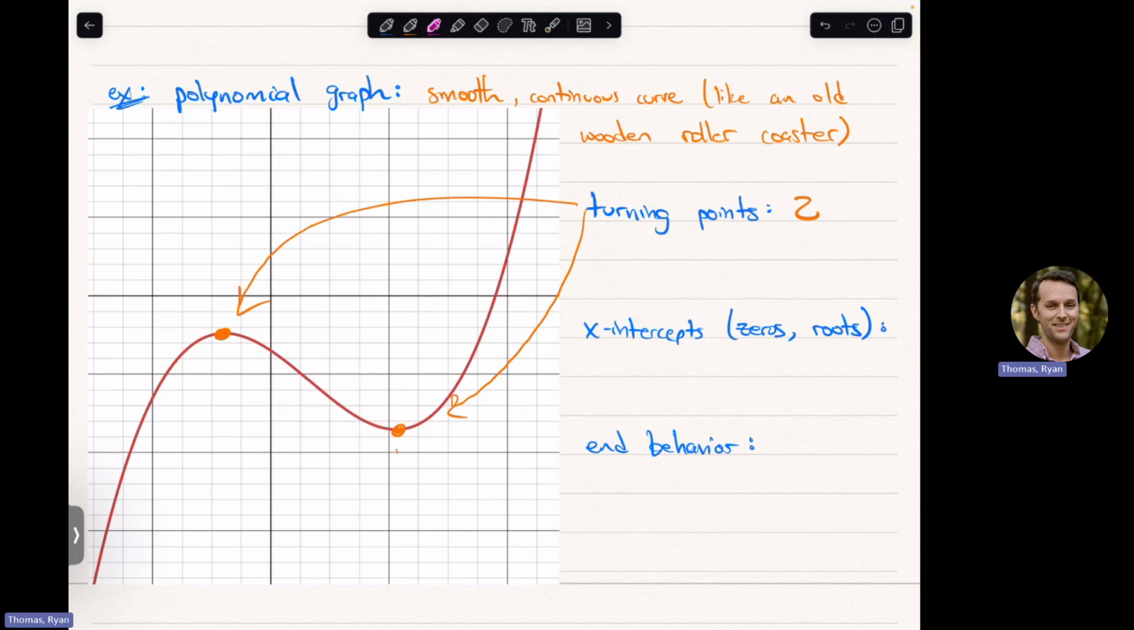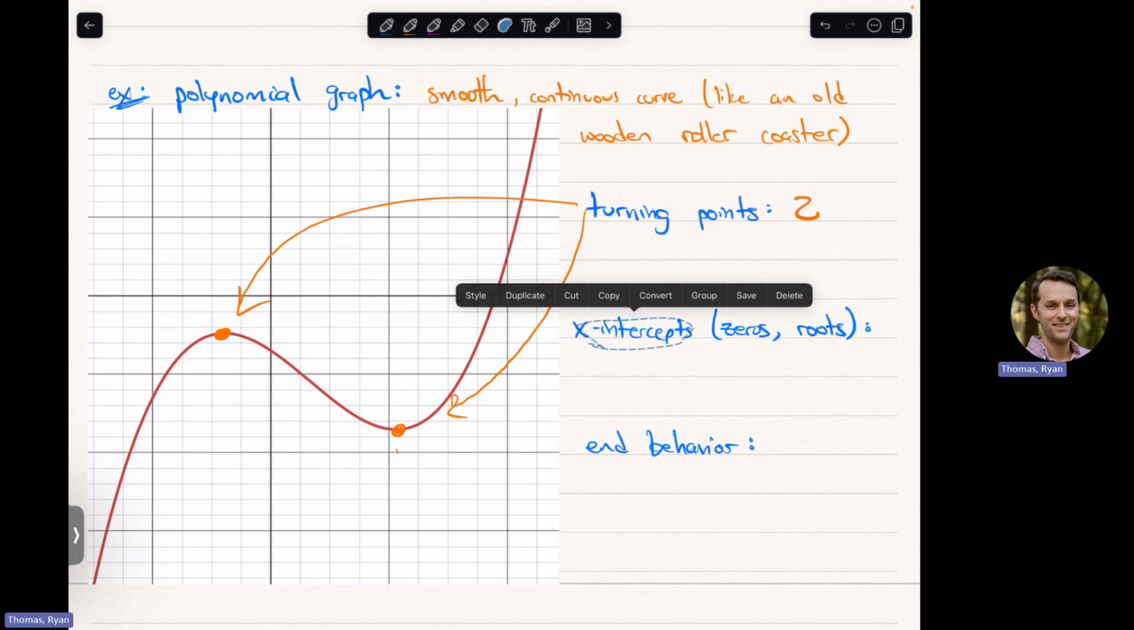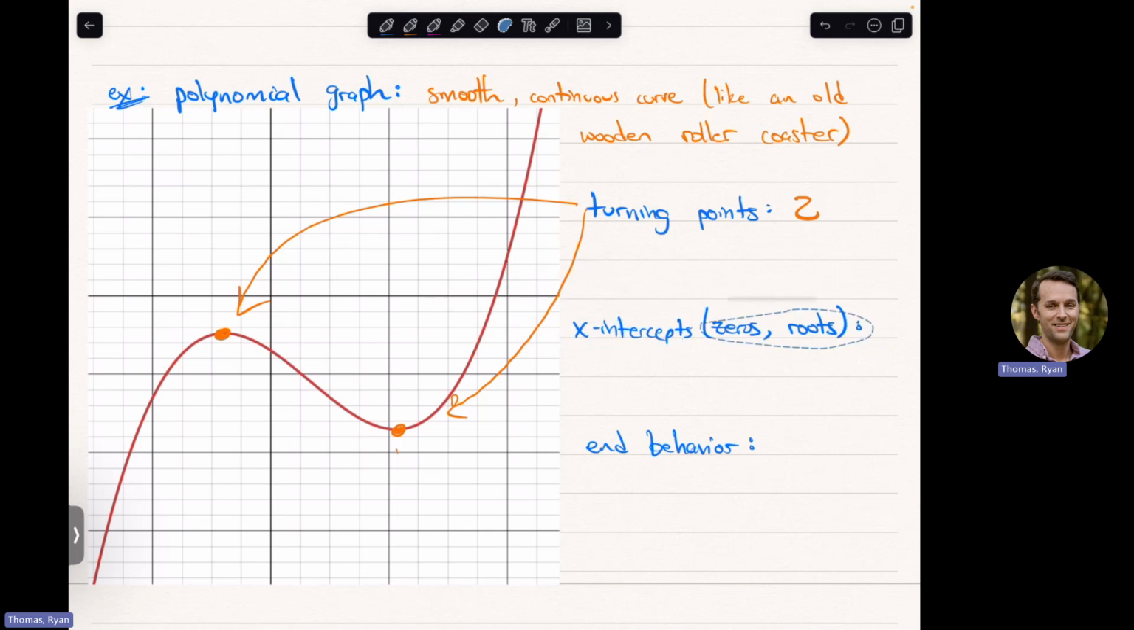X-intercepts means the same thing it always has, right? It's points where you cross the x-axis. If we're talking specifically about how many of them occur rather than where they are, we'll get into finding where they are later in the week with solving equations. But for now, just how many of them there are. There's one, it's right here. So that's an x-intercept. This is a turning point. And so is this.